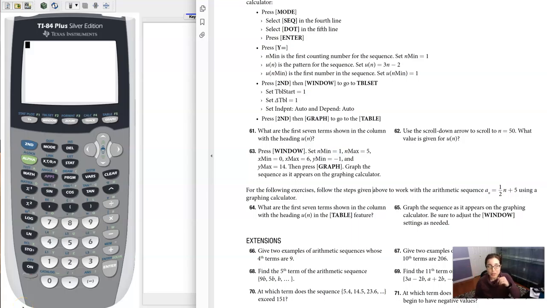Hey, Matt 31, we had a question coming out of section 9.2, number 65. Here we were given this sequence, 1/2 n plus 5. And in 64, they said get the first seven terms and then graph it. So let's go ahead and graph it.